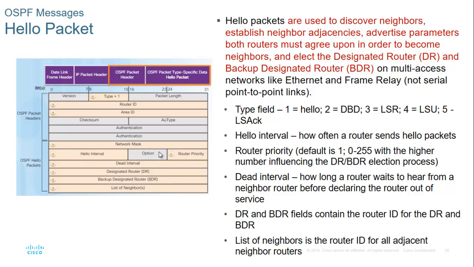This doesn't happen in serial point-to-point links. So if you look here, this is the basic hello packet. Version is whatever version of OSPF. Type here is 1 because type 1 is hello. DBD is 2, LSR is 3, and so on. You have router ID and area ID: what area it is, and what the router ID is. This router ID is similar to the one in EIGRP. Area ID, is it area 0 or area 1?